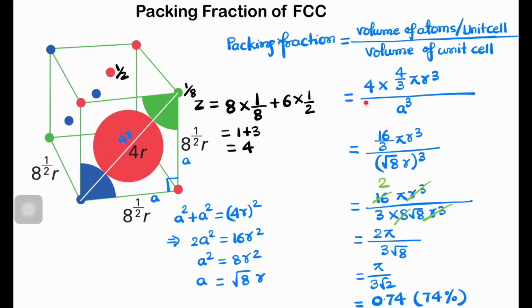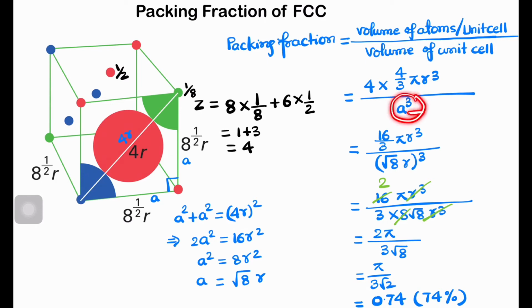Now, the volume of the 4 atoms will be 4 into the volume of 1 atom, and the volume of 1 atom is what? 4 by 3 pi r cube, because the atoms are spherical, where r is the radius of the atom. Now, for the volume of the unit cell, because it's a cube, we can say the cube volume will be a cube, that is the whole cube of the edge length.